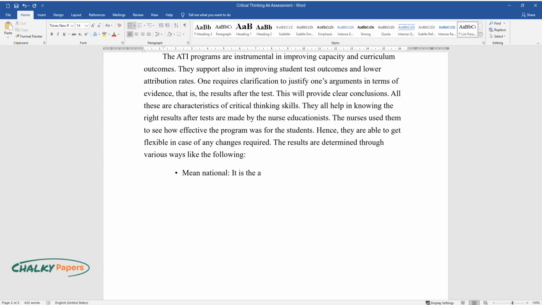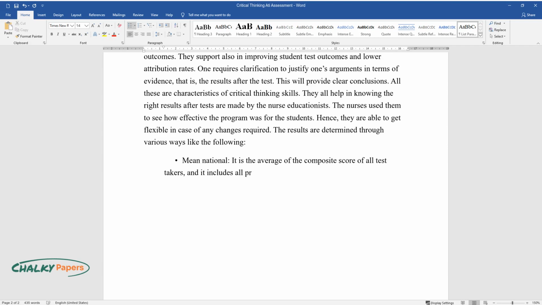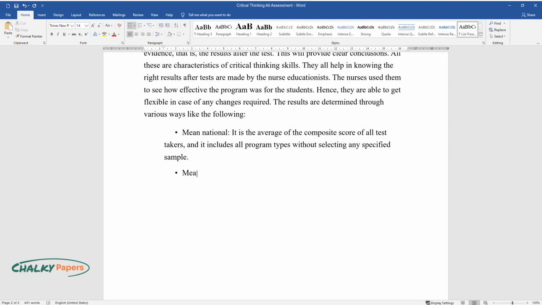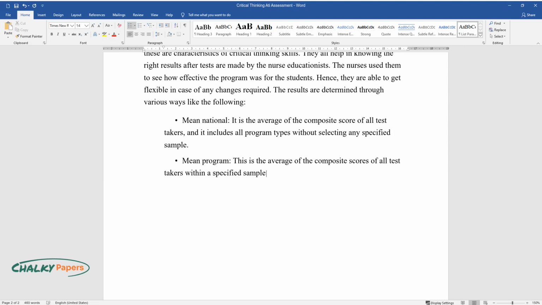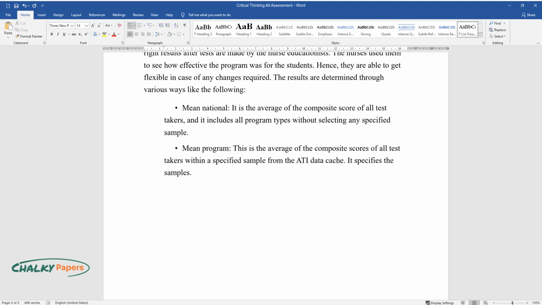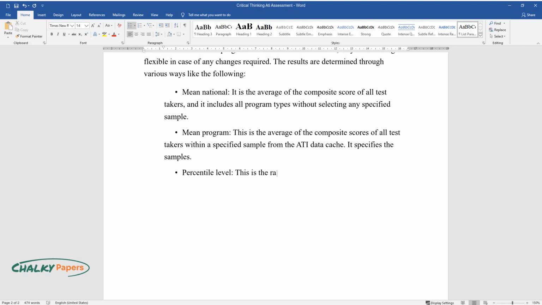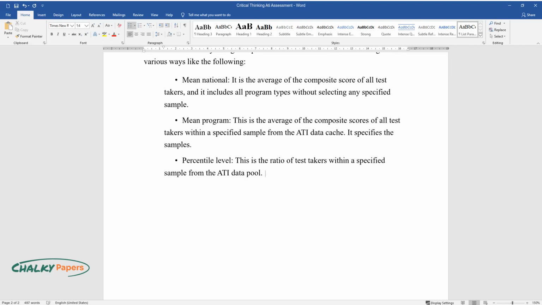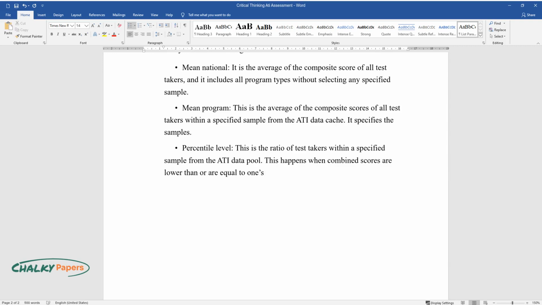Mean national: it is the average of the composite score of all test takers, and it includes all program types without selecting any specified sample. Mean program: this is the average of the composite scores of all test takers within a specified sample from the ATI data cache. It specifies the samples. Percentile level: this is the ratio of test takers within a specified sample from the ATI data pool. This happens when combined scores are lower than or are equal to one's composite scores.